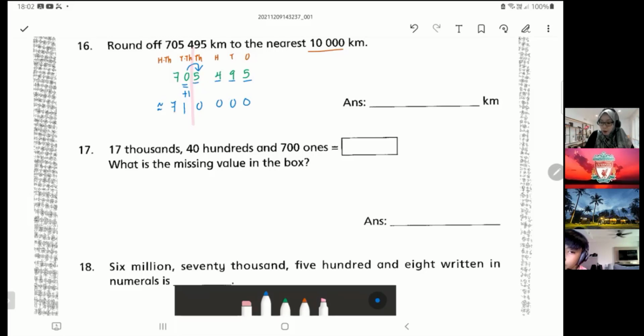Okay. If you want a clue, look at the 10,000. How many zeros does it have? 1, 2, 3, 4. If the number they ask you to round off has 4 zeros, then the number you need to change it to must also have 4 zeros. That's your clue. So I draw the line at the number that is underlined. Whatever is behind that line on the right-hand side is all 0. The number before the line, you need to do properly. Either you remain or you add plus 1.